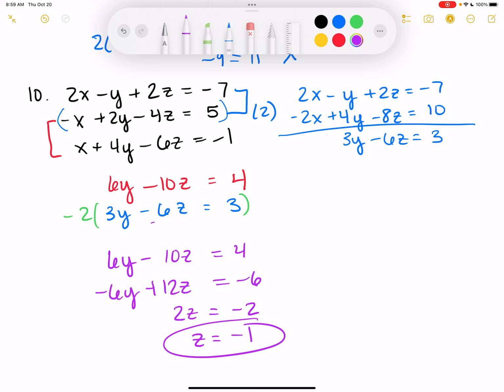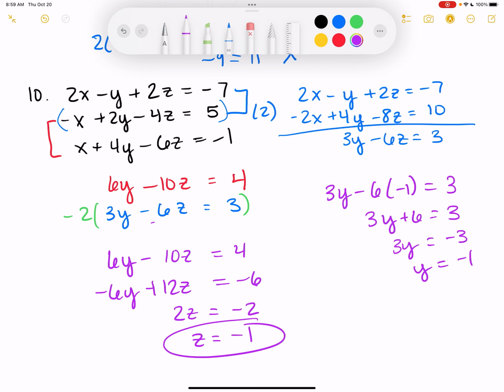So then 3y minus 6 times -1 equals 3. So 3y plus 6 equals 3. 3y equals -3. Y equals -1.